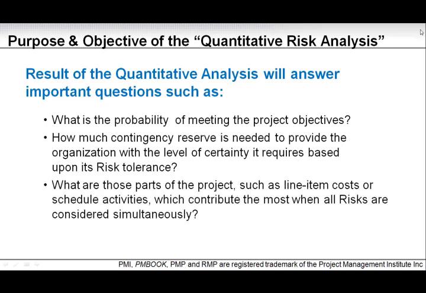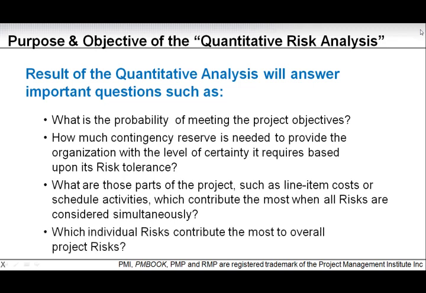Okay, back to the list. What are those parts of the project, such as line item cost or schedule activities, which contribute the most when all risks are considered simultaneously? Which individual risks contribute the most to overall project risk?